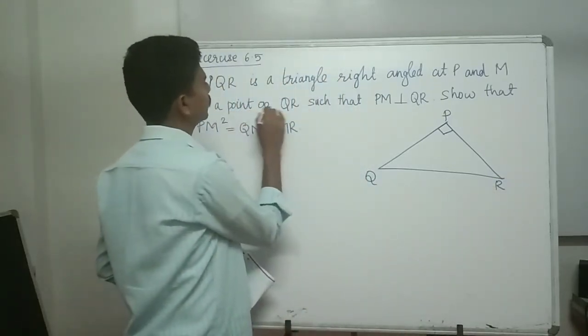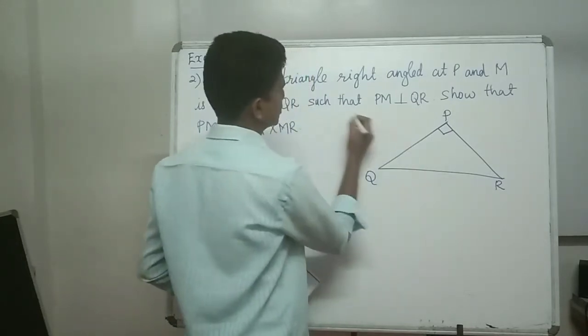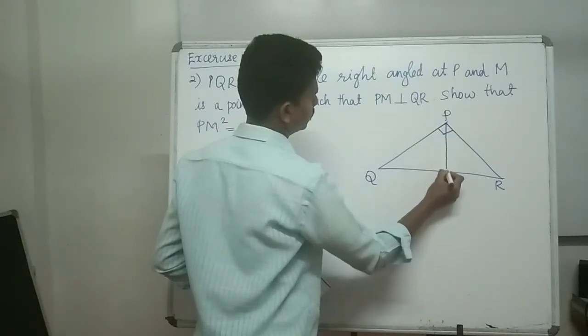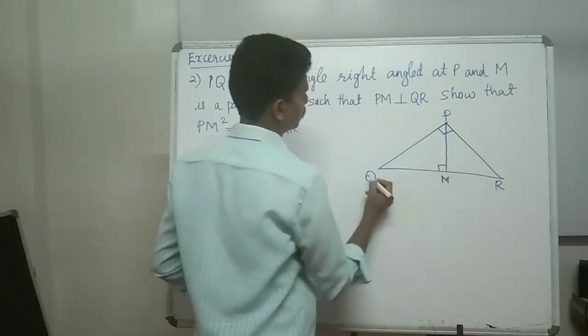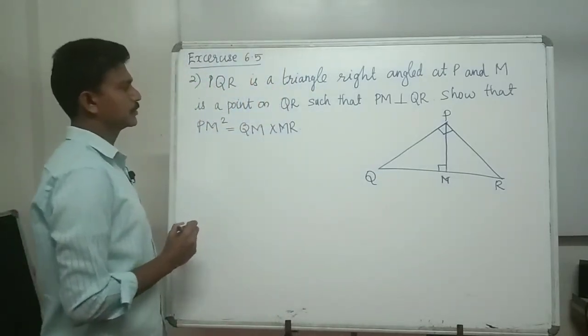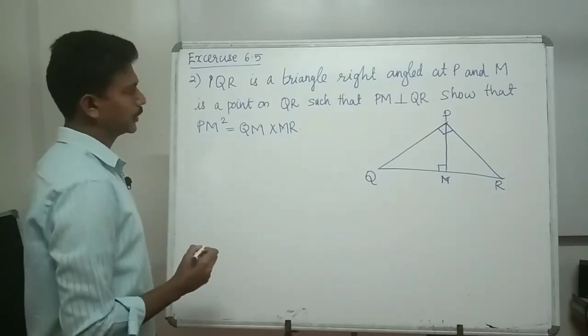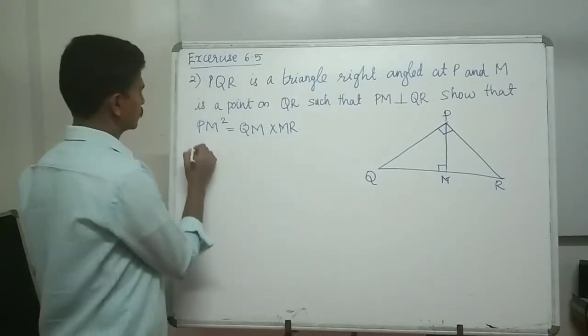M is a point on QR such that PM is perpendicular to QR. Show that PM square is equal to QM into MR. QM into MR, it is what we have to prove. Solution.